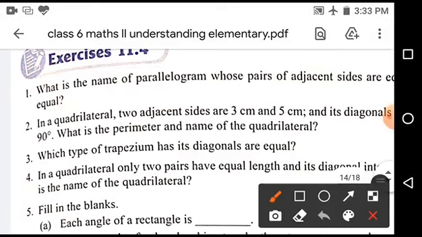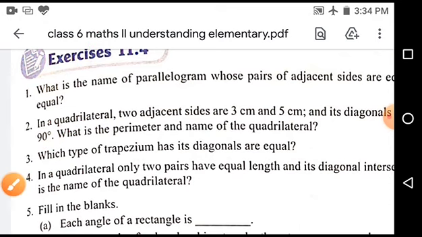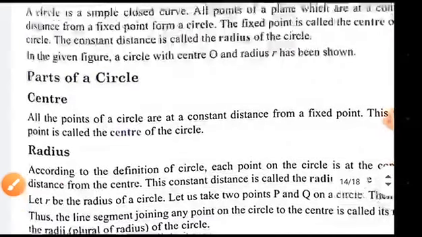Now students, on the basis of the above quadrilaterals and their properties, you can easily solve exercise 11.4. This exercise depends just on the properties and the basic concept of quadrilaterals. So you have to solve this exercise and this is your homework. The questions are very simple. For example, question number 3: which type of trapezium has its diagonals equal? The solution is isosceles trapezium. Isosceles trapeziums are those trapeziums which have equal diagonals. They are very simple questions.